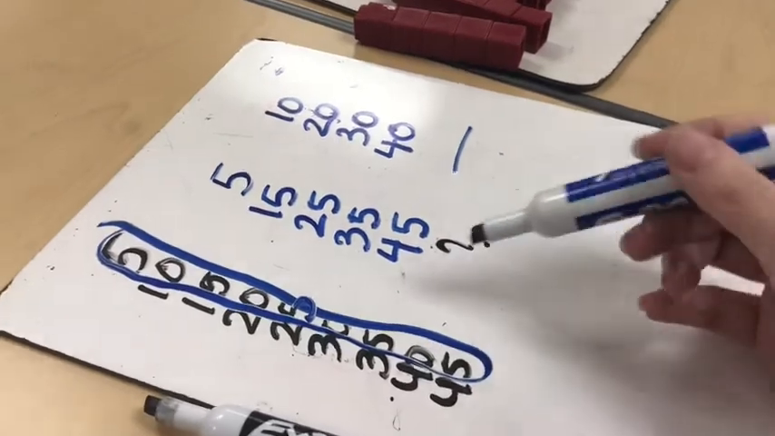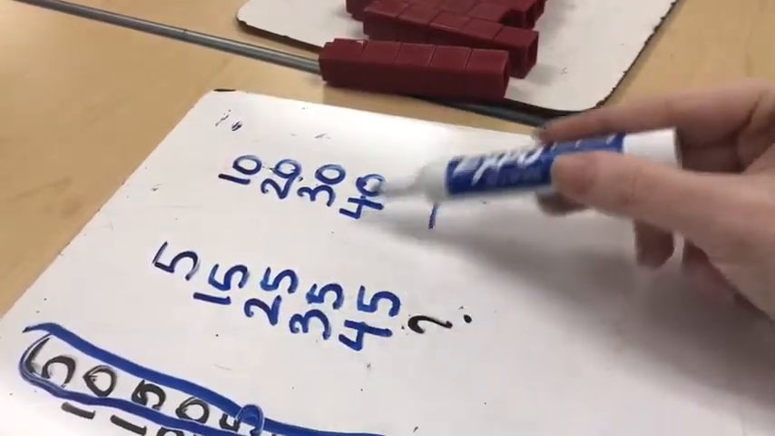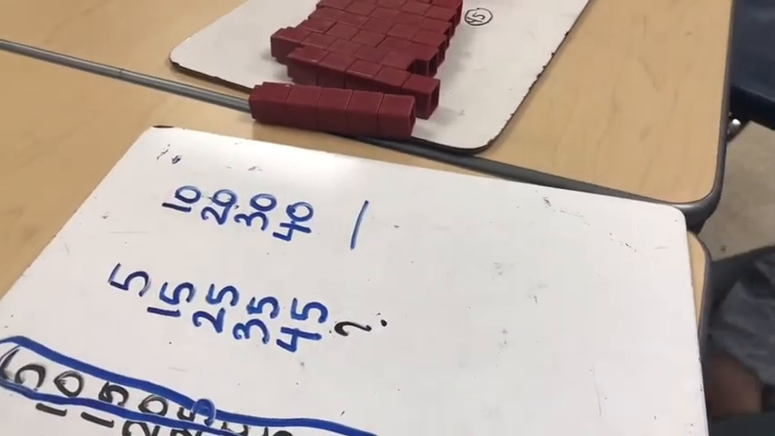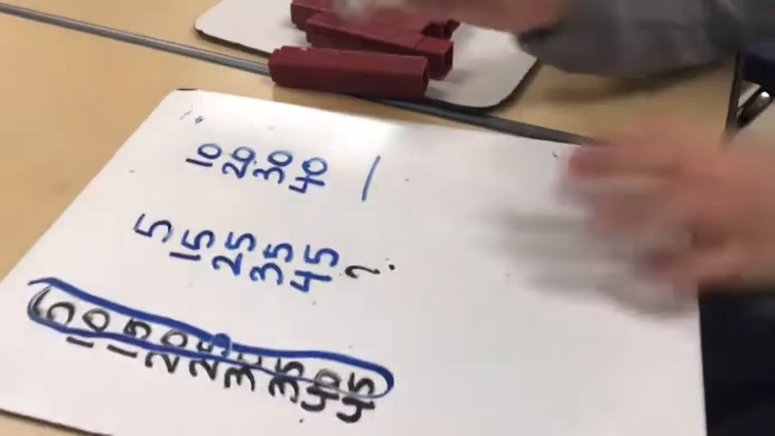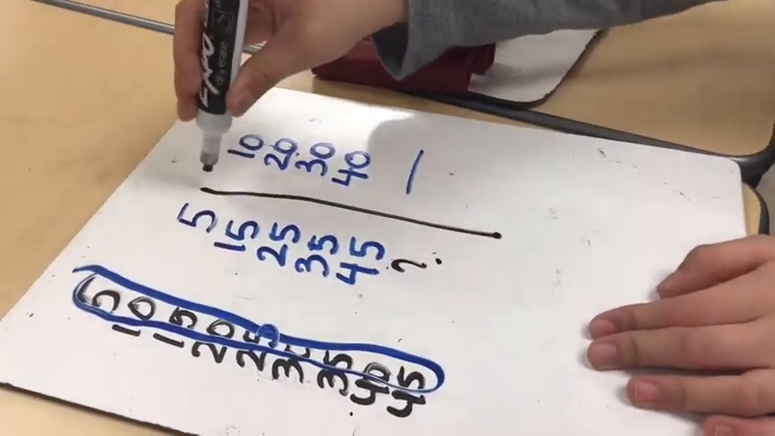Okay. So now look. When you look this way, can you see patterns? Yes. What do you notice when you look that way? You can do this. And we have 5.